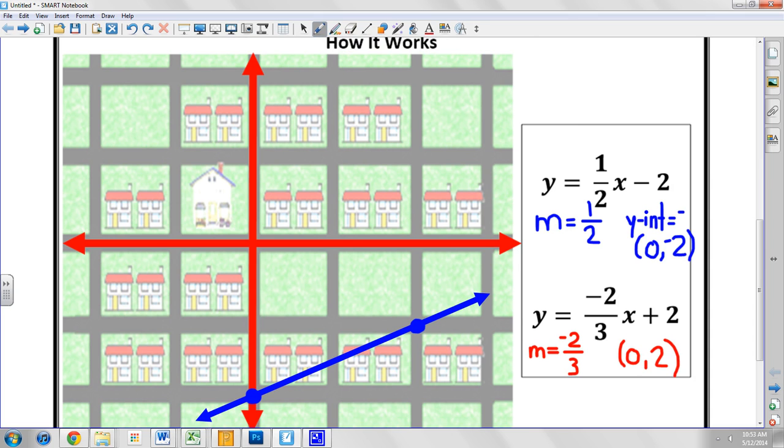Now this one's at 0, +2, so I'm going to start at the origin. I'm not going to go left or right. I'm going to go up 2. 1, 2. My slope is down 2, 1, 2, right 3, 1, 2, 3. Then you just connect the dots.